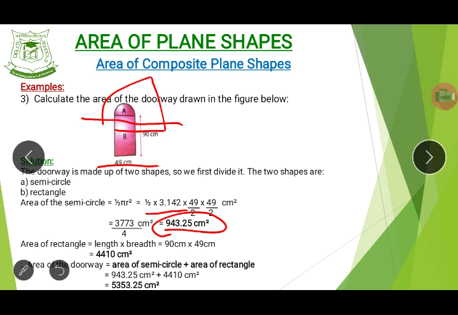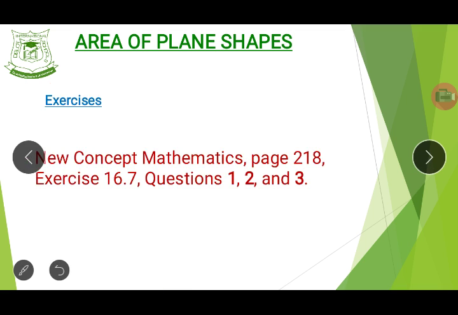All right. And then now for the area of the rectangle, length times breadth as usual. The length is 90, and then the breadth is 49. When you multiply that, you have 4,410 centimeters squared. So the total area of the doorway will now be the area of the semicircle plus the area of the rectangle. And what do we have? We have 5,353.25 centimeters squared.